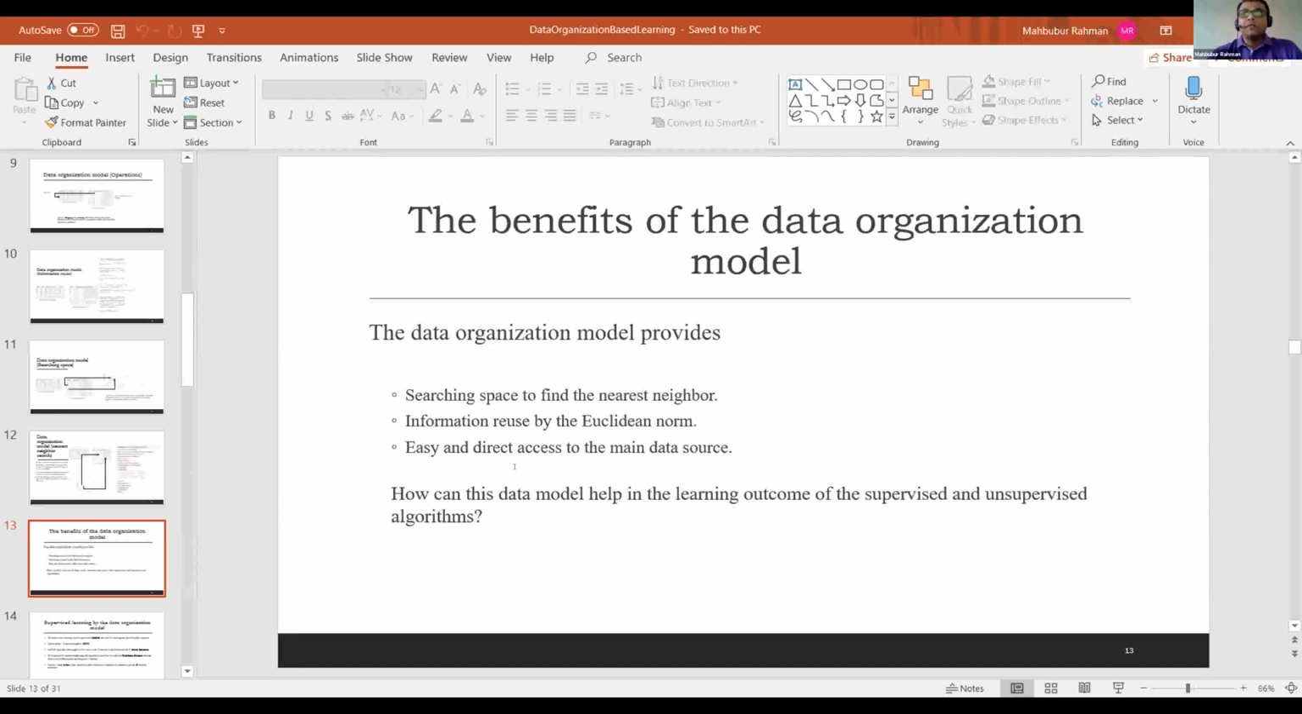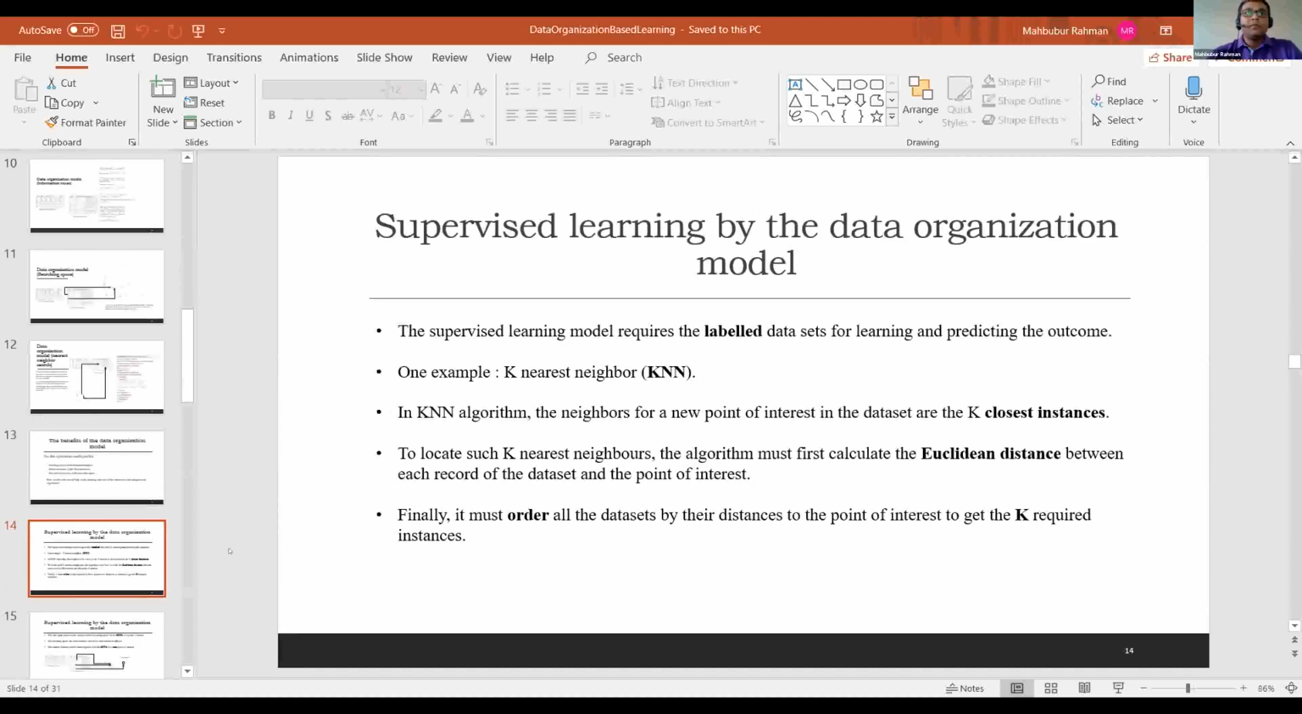So far, I have explained this data organization model. Now, how can this data model help in the learning outcome of the supervised and unsupervised algorithms? So in the next slides, I'm going to explain them. Supervised learning by the data organization model.